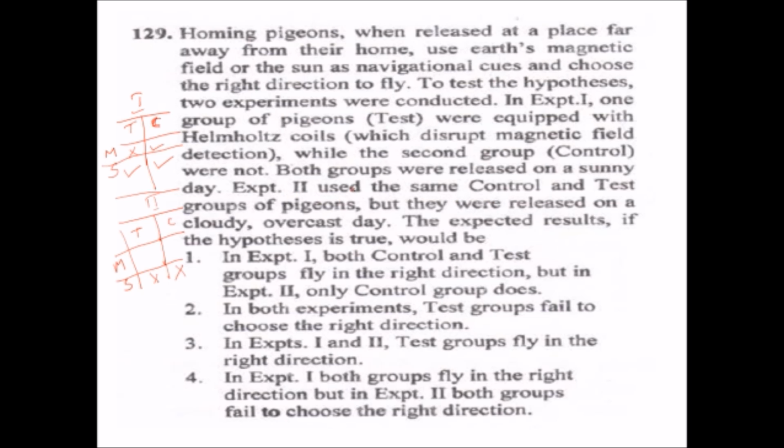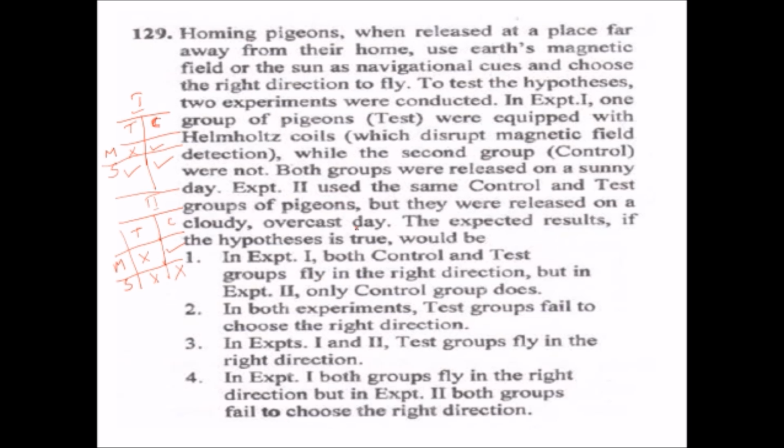It means the same, here we are using the same test and control. So in the test, it was equipped with the Helmholtz coil, so the test will not even be able to track their home with the help of the magnetic field, but the control one can use the magnetic field to track their home. So what will be the possibility: in group 1 or experiment 1, both test as well as control will be able to arrive home, but in experiment number 2 only control will be able to arrive home.